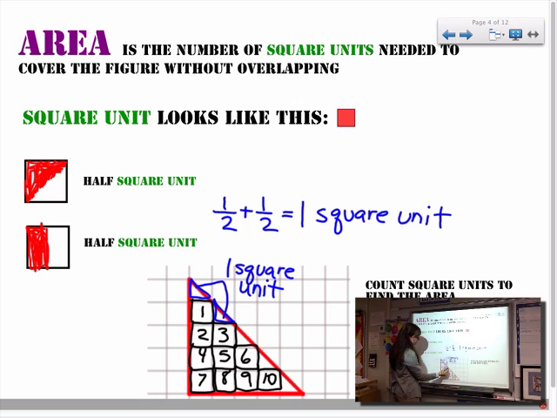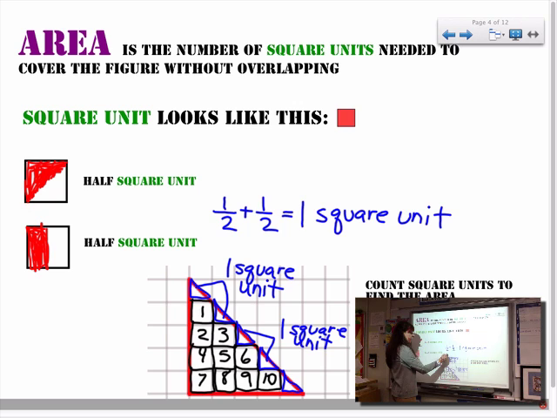We again see that there's a half a square unit here and a half square unit here. These can combine to make another square unit. And then I'm left with one half square unit all by itself with nothing to combine with. So all in all, we counted 10 full square units.